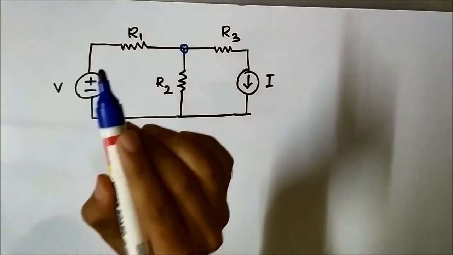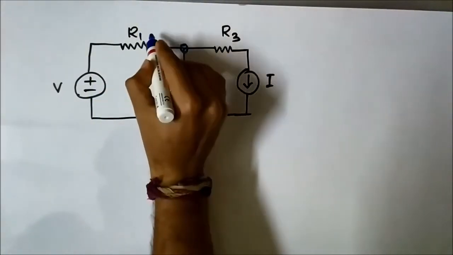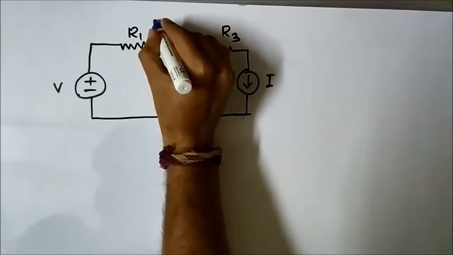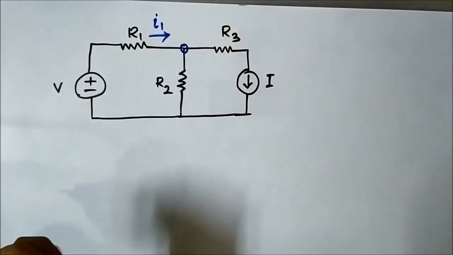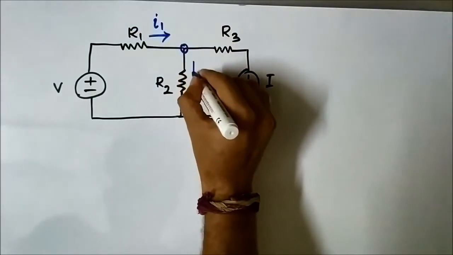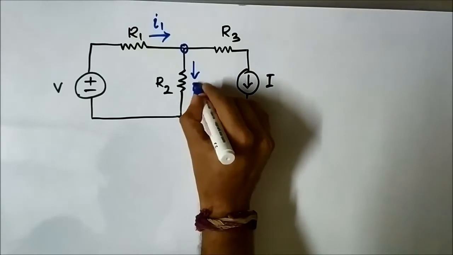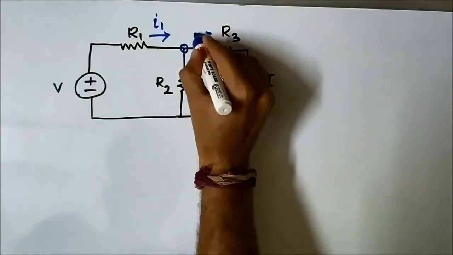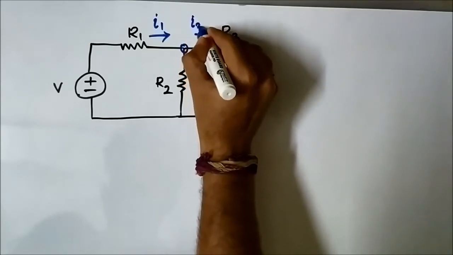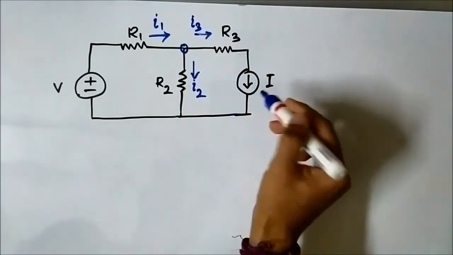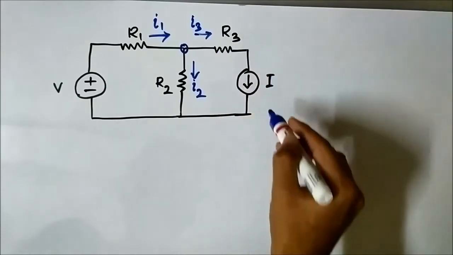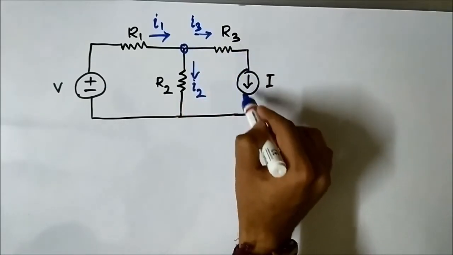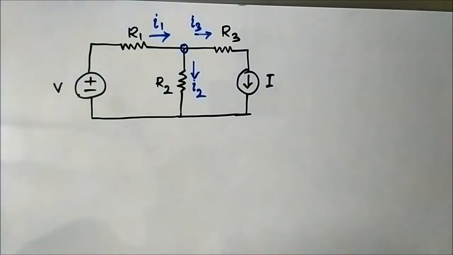Okay, let us assign this branch current as I1, this branch current as I2, and this branch current as I3. Now you can just see that I3 is equal to I because they have the same current direction. So I3 is equal to I.